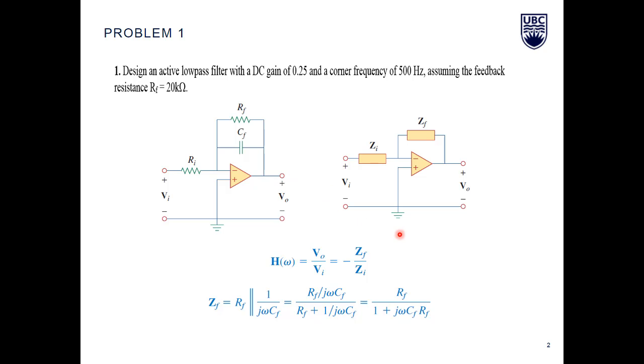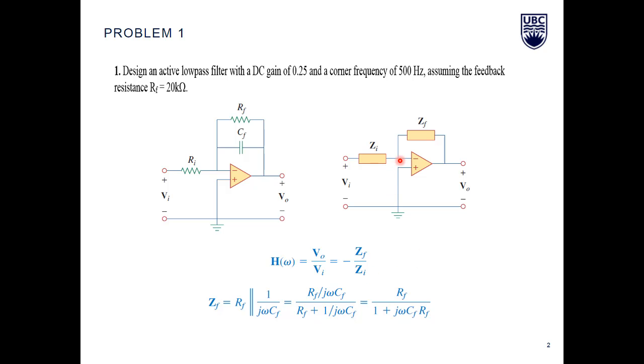So the circuit we can draw for this amplifier is like we modeled the impedance connected to the input terminal with Zi, and the impedance connected between input and output as ZF or Z feedback. So the ratio for this amplifier, the transfer function, is VO over VI, so output over input, and then it's equal to minus ZF over ZI.